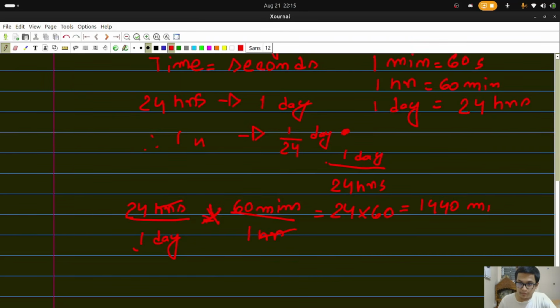1440 minutes. See, that's a perfect example of dimensional analysis. When you want to convert something to another, you can use this way. That's how we measure stuff, and that's how we convert. People will teach you to multiply and divide, but you need to understand how we do it dimensionally. So now we can write this as 1440 minutes and 1 day.